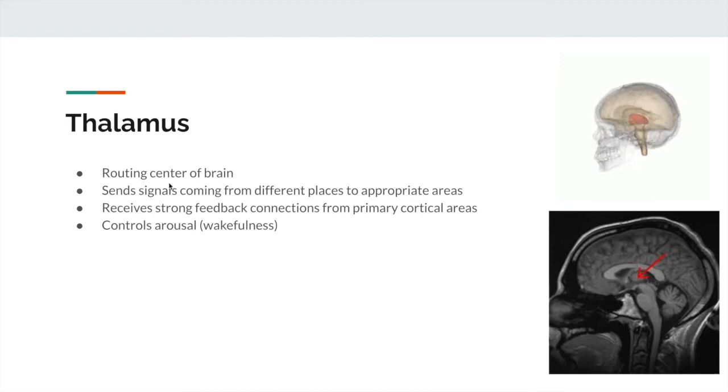The thalamus is also responsible for controlling your levels of arousal, which basically means how awake you are. And the more information flowing from your thalamus into different areas of your brain, the more awake you are.